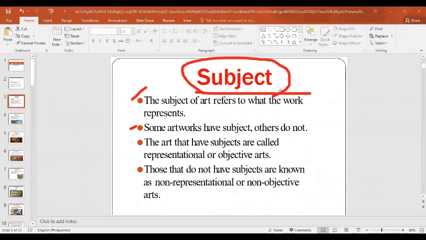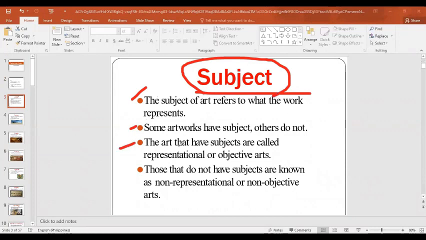So again, when we talk about subject, ito yung main idea na nire-represent. It can be a focal point ng artwork, yung essence niya. It is also the matter to be described or portrayed by an artist. Okay, so let us move on.